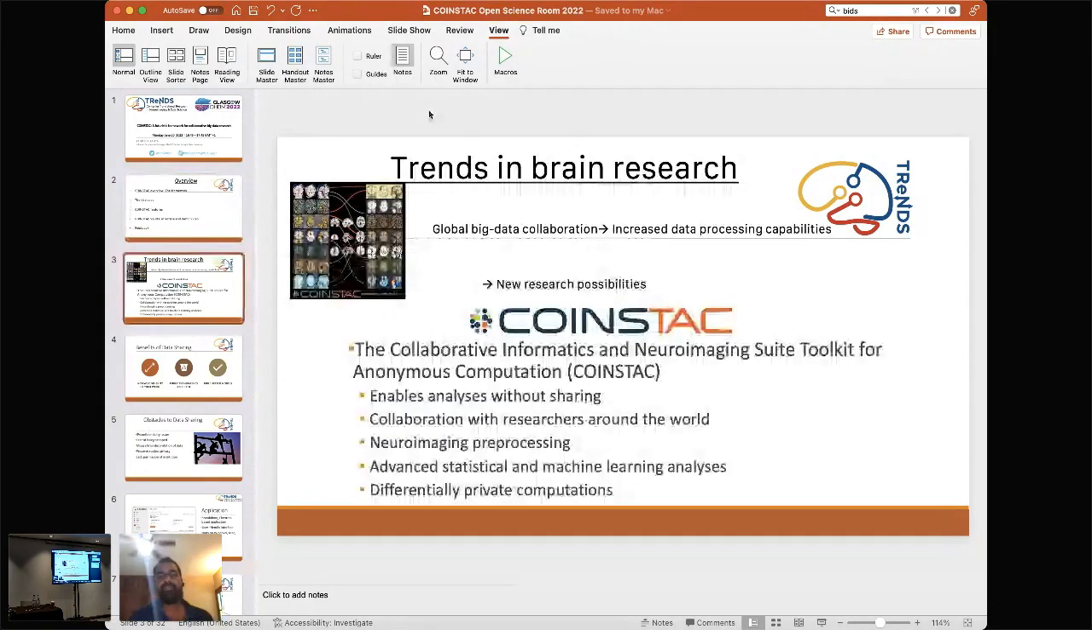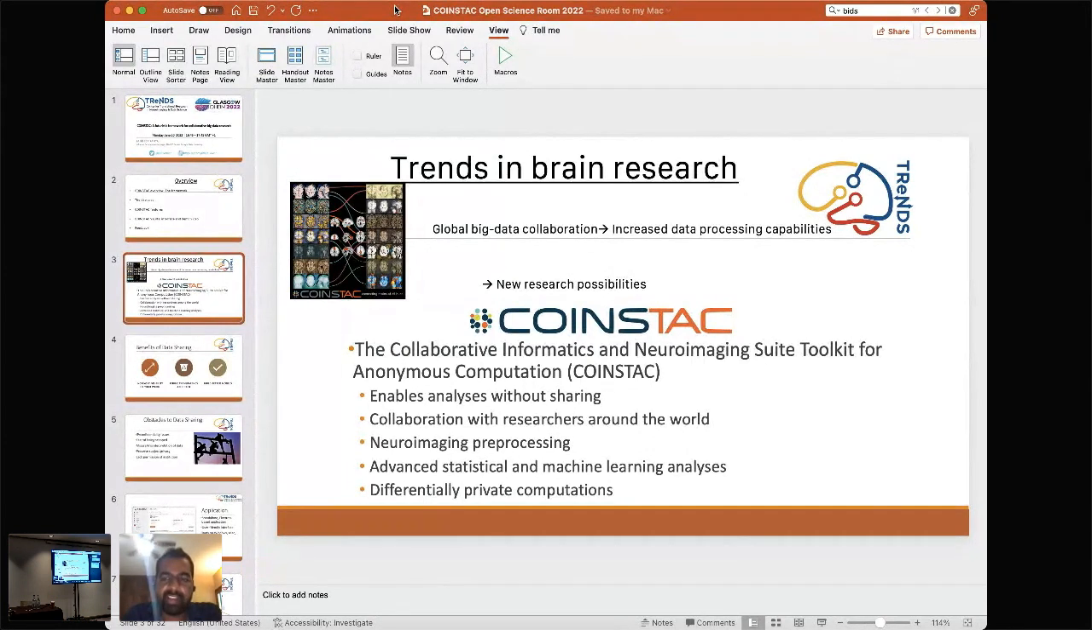I want to give a general overview of where COINSTAC comes into play in modern day brain research. As we know, there's been an increased trend towards big data collaborative projects globally. With increased hardware processing power, global networking, and the amount of data we collect, we are able to do so much more research with precision, and with more confidence, we are able to achieve results that were not achievable before.